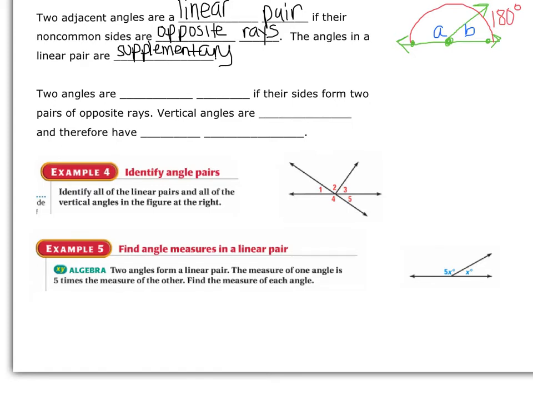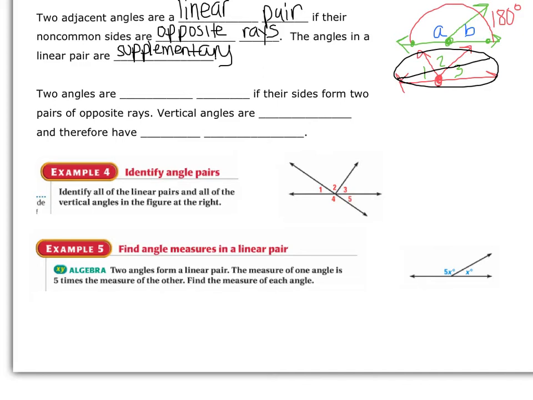Now what you have to be careful about is the word pair. There can only be two angles making up the linear pair. You cannot have three angles that make up a linear pair. So if we had this, and this, and that would be our vertex, and we had some angles in here, 1, 2, and 3, this is not a linear pair because there are three angles. 3 is not a pair, 2 is a pair.